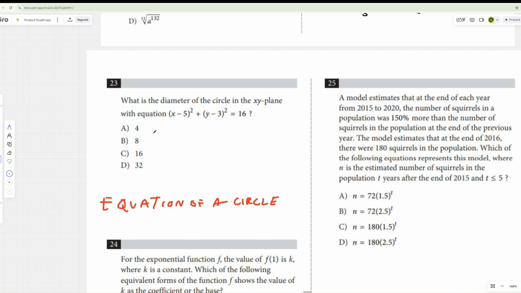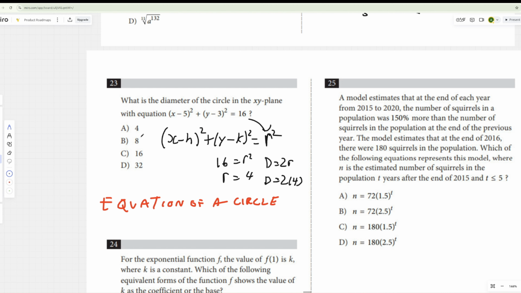Well, an equation for a circle is (x minus h) squared plus (y minus k) squared equals r squared. We can ignore h and k. They're irrelevant. But r is the radius, so 16 equals r squared. We know r is 4 now. What's the diameter? Diameter is just 2r. So d equals 2 times 4, which is 8. Boom. B.